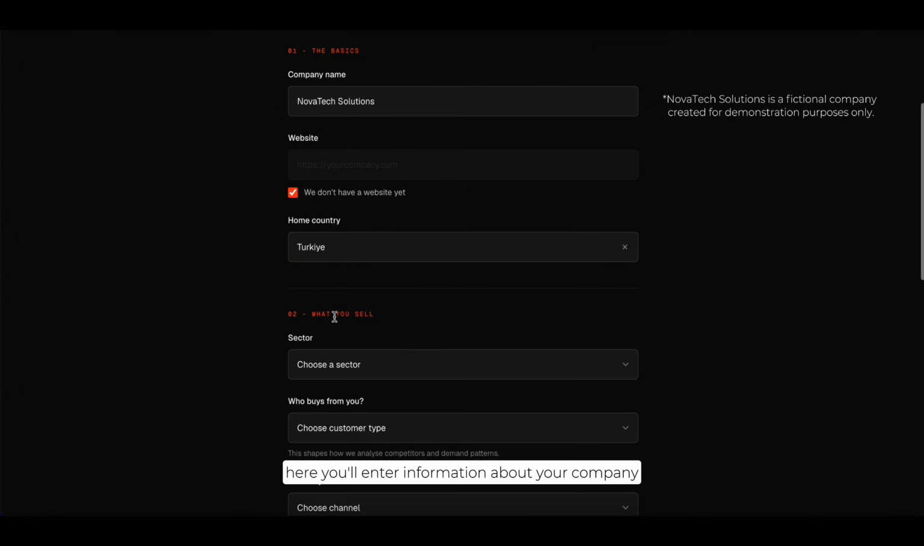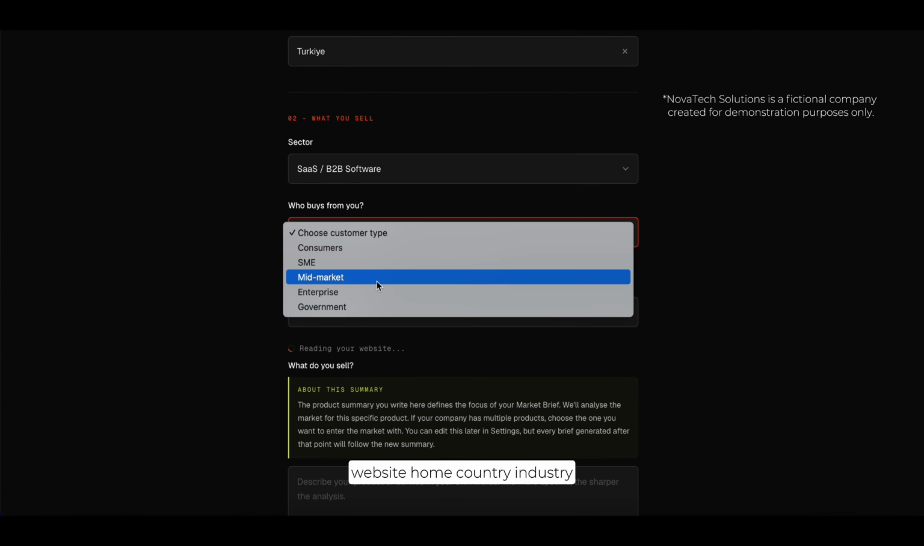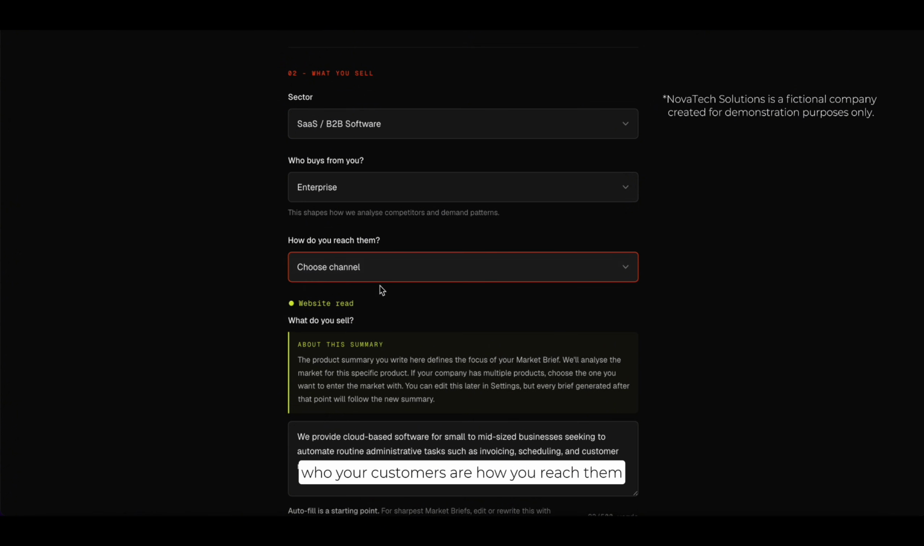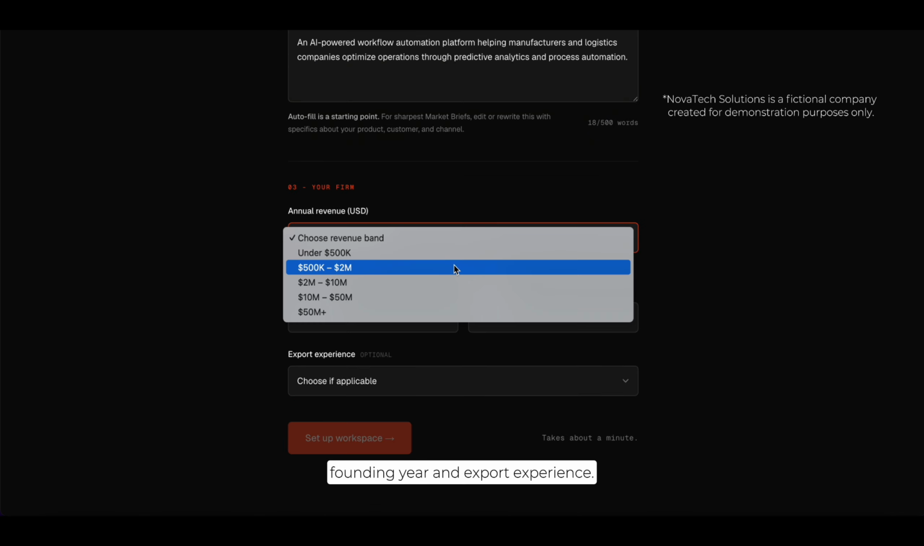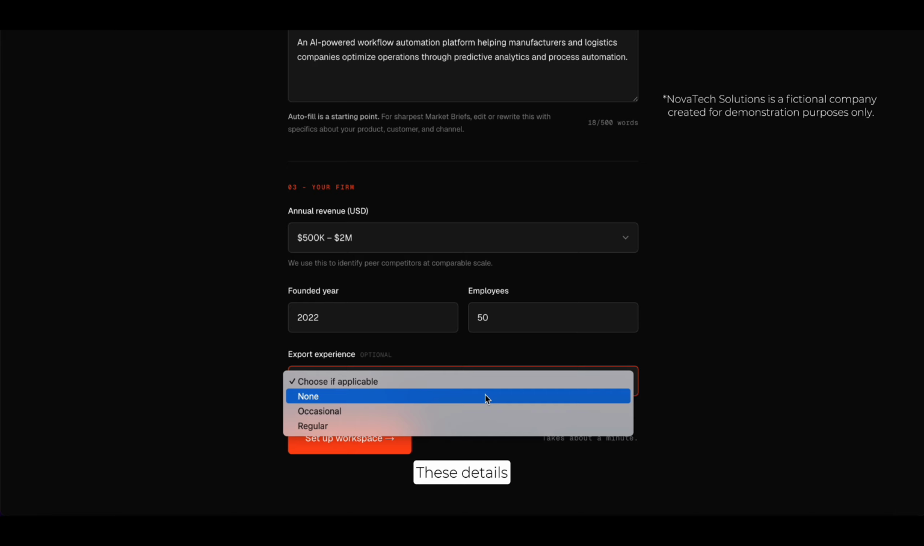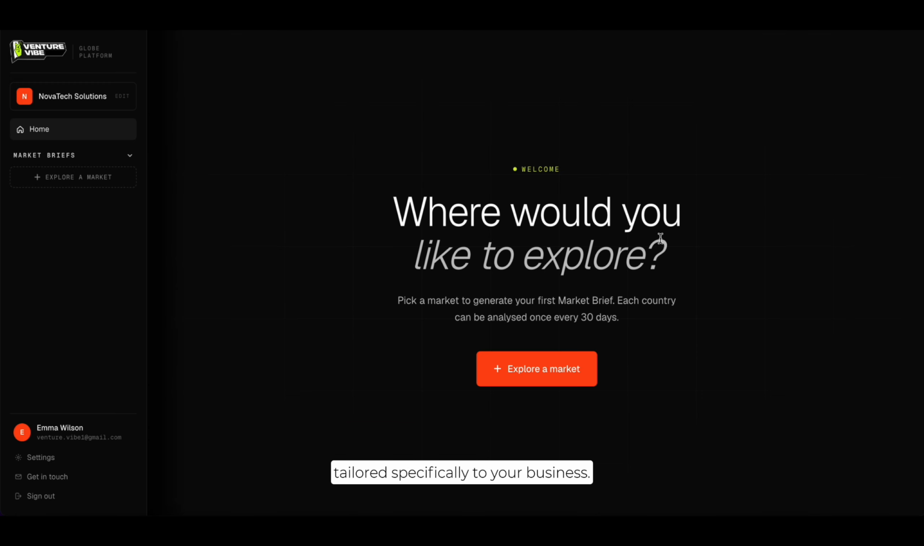Here you'll enter information about your company such as your company name, website, home country, industry, who your customers are, how you reach them, your annual revenue, company size, founding year, and export experience. These details allow Globe to generate market intelligence tailored specifically to your business.